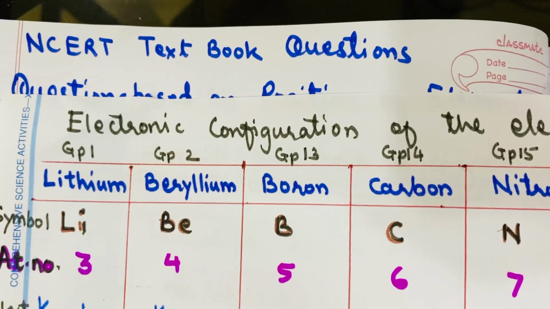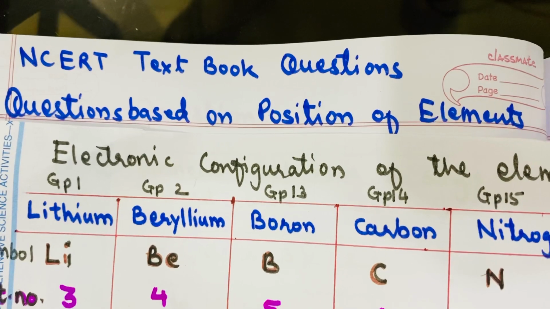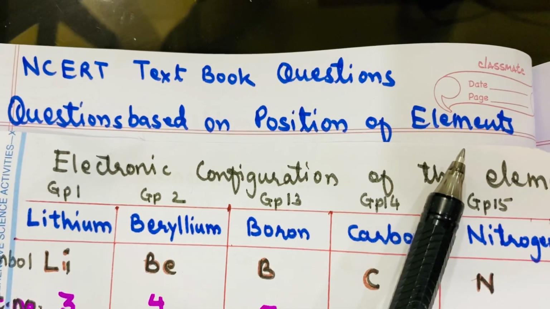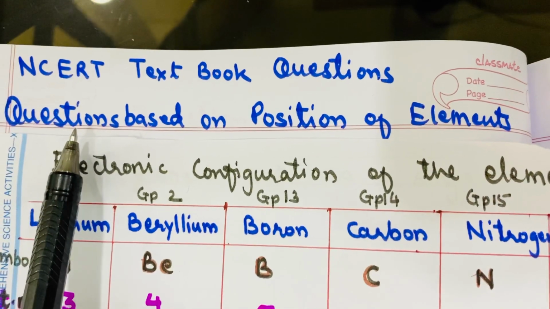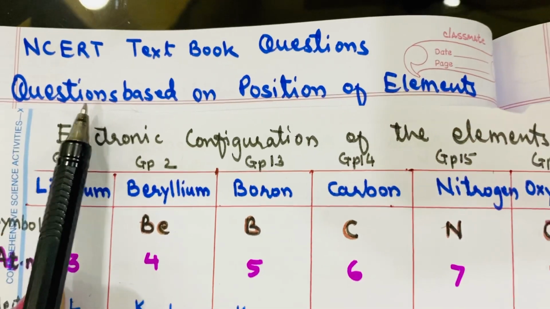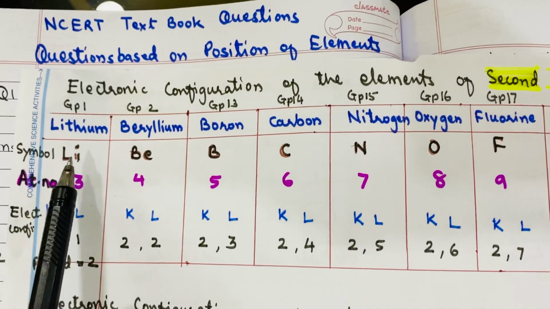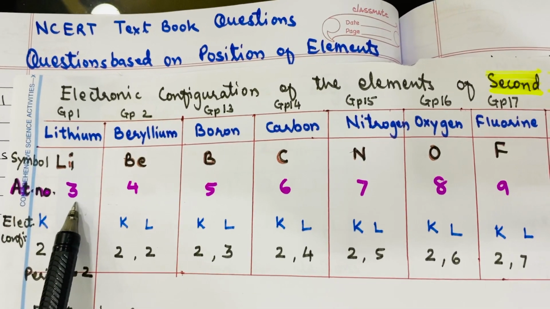Students, we are going to solve some NCERT textbook questions, the questions which are based on the position of elements in the periodic table. But before starting this, first we should know what is the position of different elements in the periodic table. And for this, you should know the atomic numbers of all the elements.